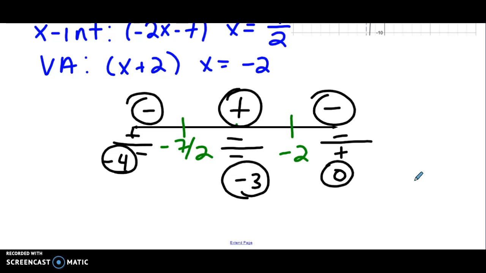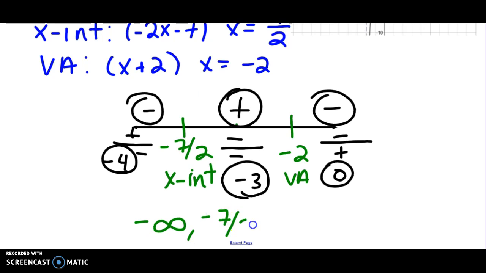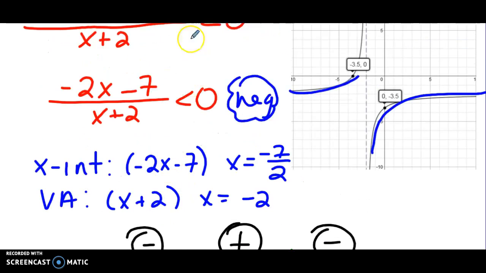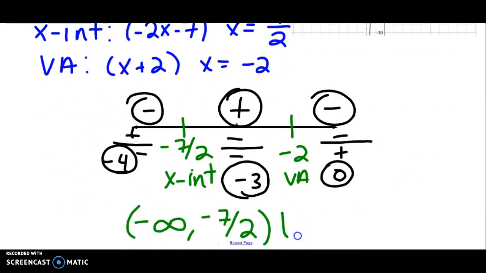So negative 7/2 is an x-intercept, and negative 2 is a vertical asymptote. So when we're deciding, so we wanted negatives, negative infinity up to negative 7/2. When we're deciding if we include negative 7/2, since this is a 0, we have to look at the inequality. Since it doesn't have an equal sign, we don't want to include it. And we never include a vertical asymptote because that's a discontinuity. So our solution is negative infinity to negative 7/2 union negative 2 to infinity.